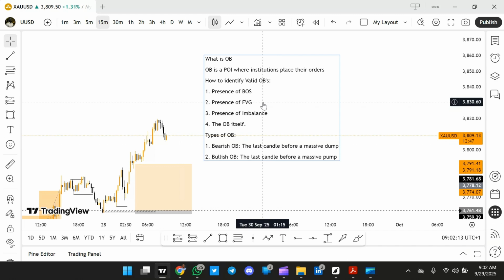So what is an OB? An OB is basically a POI, or point of interest, where institutions place their orders. That's where institutions place their buy or sell orders. And how do you identify a valid OB from an invalid OB?